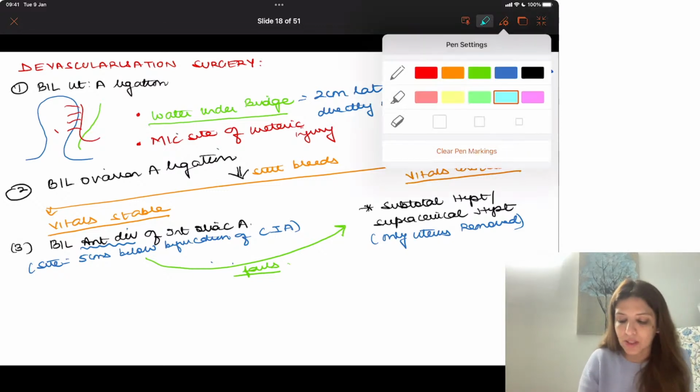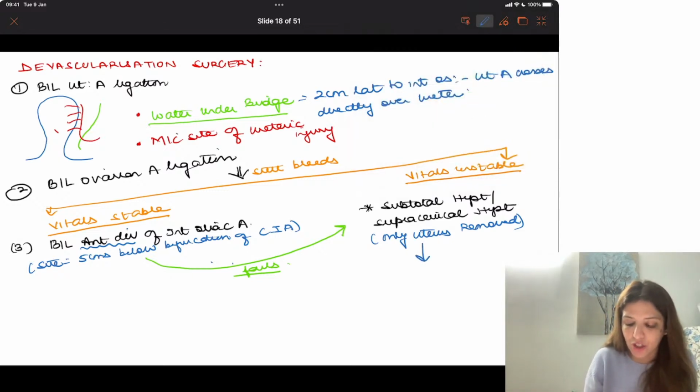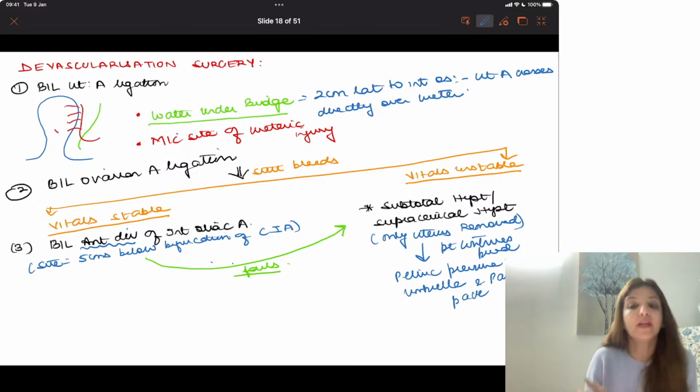Now, after subtotal hysterectomy, if your patient continues to bleed, then in that case I am going to apply pelvic pressure packs. Pelvic pressure packs, these are umbrella pack and parachute pack. Umbrella and parachute pack. Clear to all of you?